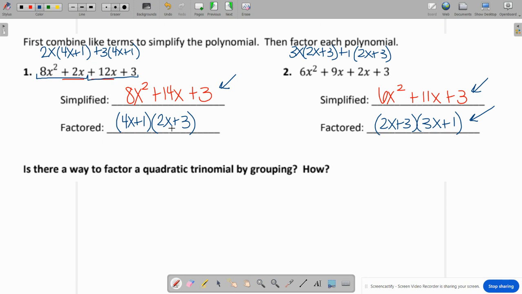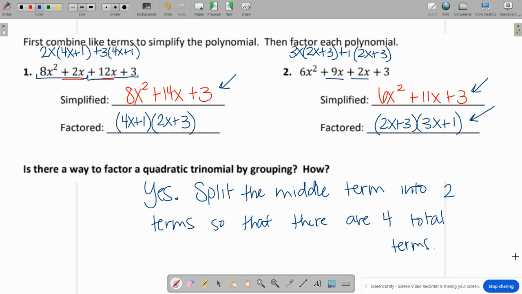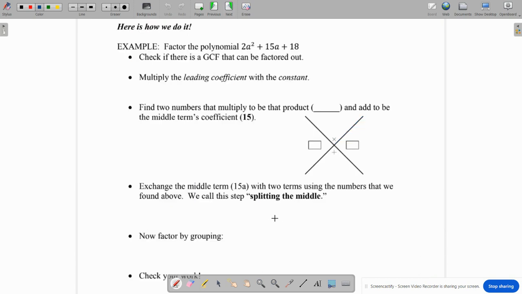So is there a way to factor a quadratic trinomial by grouping? The answer is yes. We just have to do a little bit of manipulation. So what we have to do is split the middle term, meaning in this case, split the 11x to be two terms, positive 9x plus 2x. Split the middle term into two terms so that there are four total terms. Because we know if it has four terms, then we can use grouping. So let's take a look at how we would actually go through and do this.